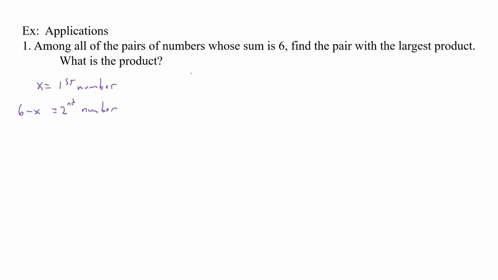Well, let's call it f of x. I don't know, it probably could be p of x, maybe even, but we'll say it's f of x because it's easy to work with. And so that's going to be x times 6 minus x. So that's our first number, and our second number, when we take the product, that's going to be the one with the largest amount. So that'll be 6x minus x squared, and that's f of x.